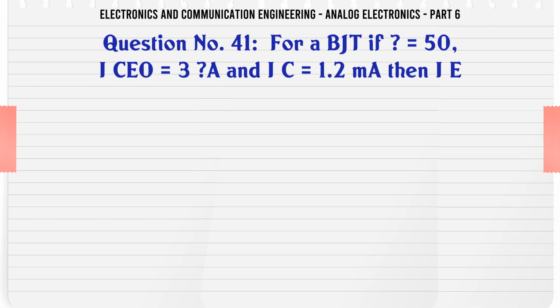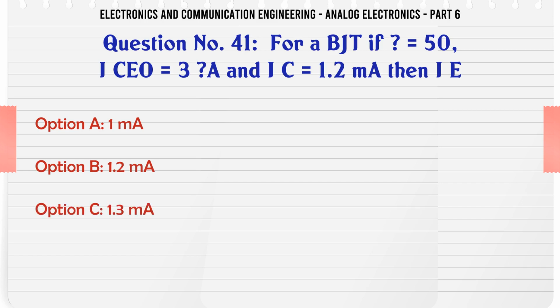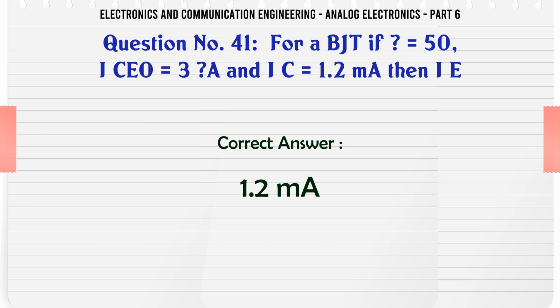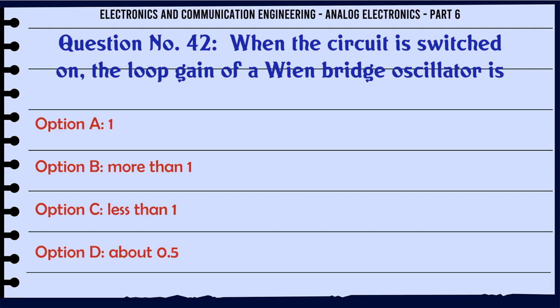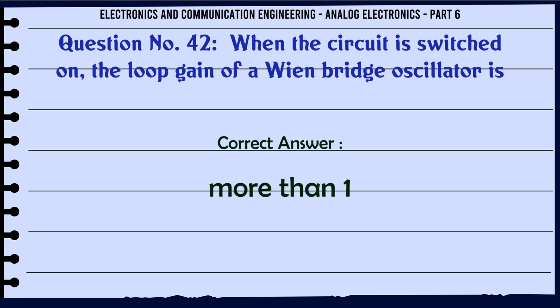For a BJT, if β 50, ICEO 3 µA and IC 1.2 mA, then IE: A. 1 mA, B. 1.2 mA, C. 1.3 mA, D. 1.4 mA. The correct answer is 1.2 mA. When the circuit is switched on, the loop gain of a Wien bridge oscillator is: A. 1, B. more than 1, C. less than 1, D. about 0.5. The correct answer is more than 1.